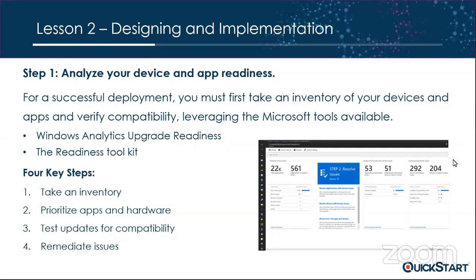The second thing is prioritize apps and hardware. With the inventory taken from this tool, you can use Upgrade Readiness to prioritize the most common applications and the common hardware used in your organization. It also focuses on unblocking many PCs. It can give you the whole chart of which computer is ready to deploy in a deployment stage. The number third is test updates for compatibility.